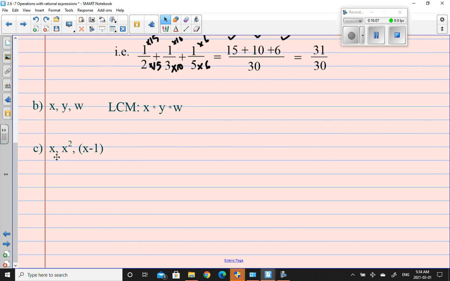But if we had, in part C, to find the LCM of x, x squared, and x minus 1, between x and x squared the common multiple would be x squared, because x goes into x squared. So the lowest common multiple would be x squared times x minus 1. Okay.